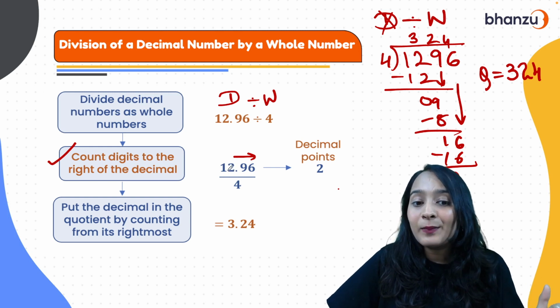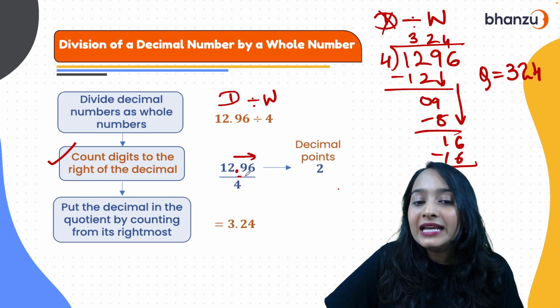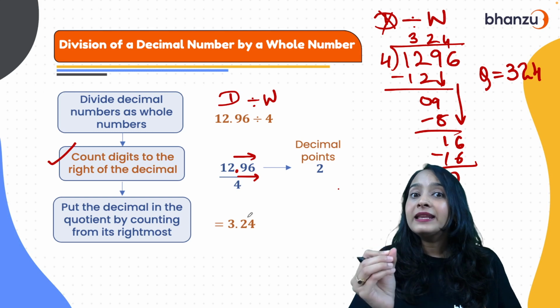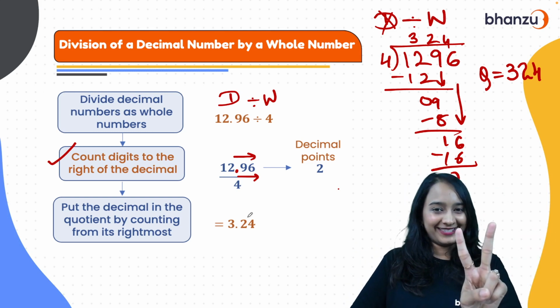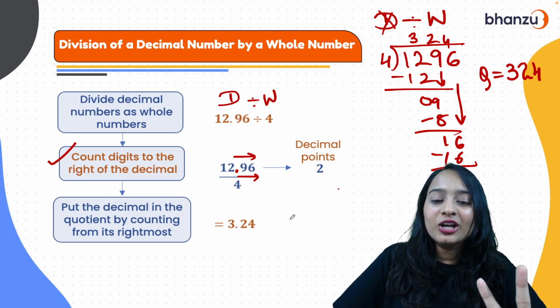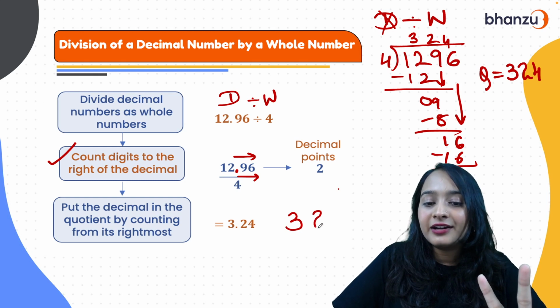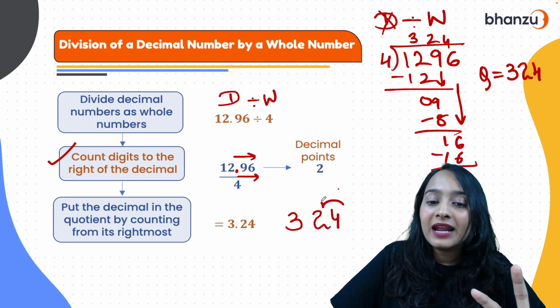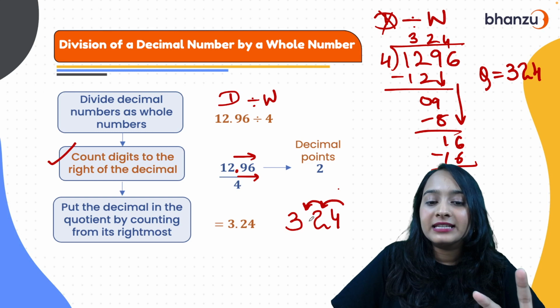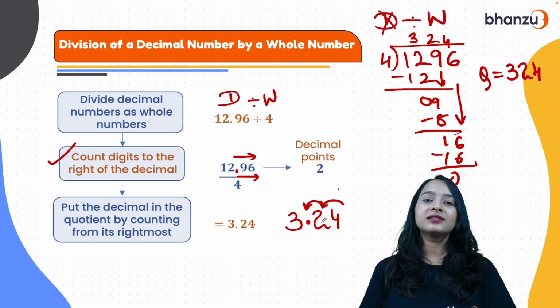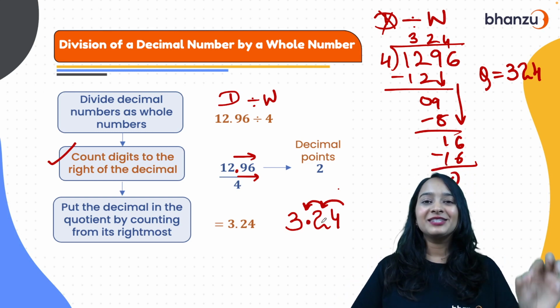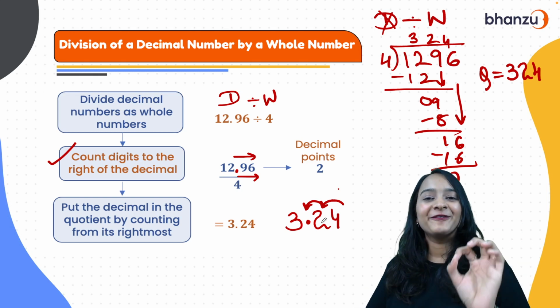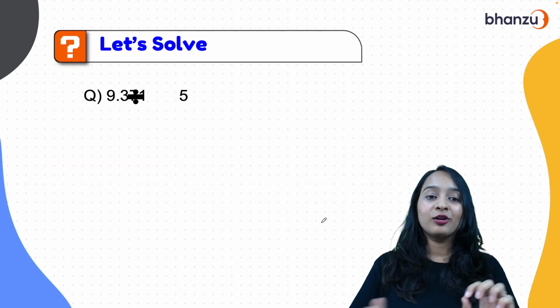Where is the decimal point? Here. So to the right side of the decimal point, how many digits are there? 2 digits. Right? So now in the quotient, that is 324, from the right side you leave 2 digits and place your dot. That's it. So it is 3.24. Alright, let us solve a question here.